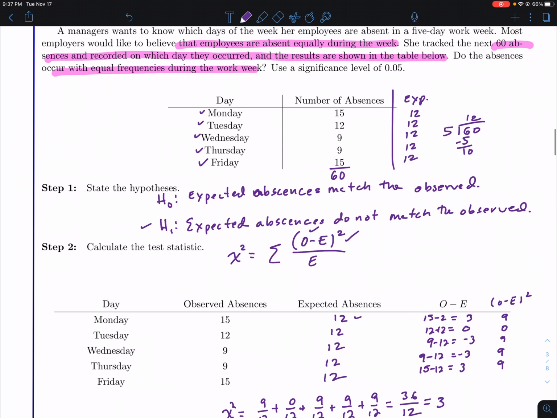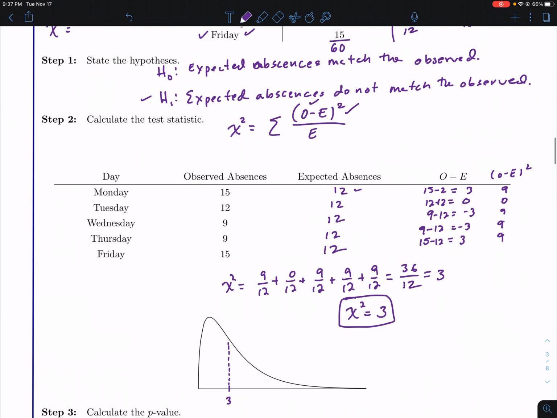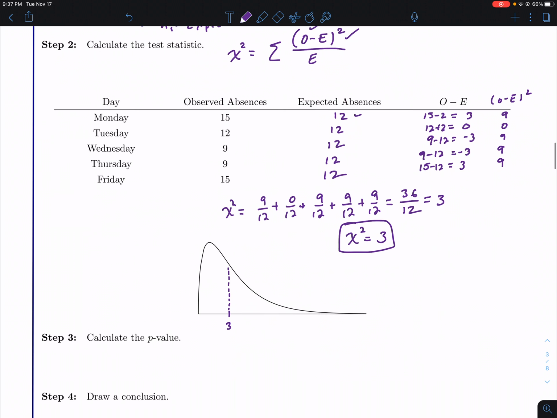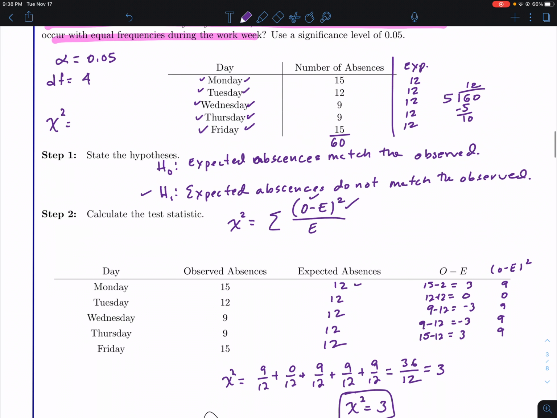So in this case, my alpha is 0.05. My degrees of freedom, so I've got 5 days, so my degrees of freedom are going to be 4. So I need to go and find that chi-squared alpha level so I can see how it compares to the 3 that we have here, and also to see what part of this chi-squared graph we're going to shade in. So in this case, now I need to go to my table.